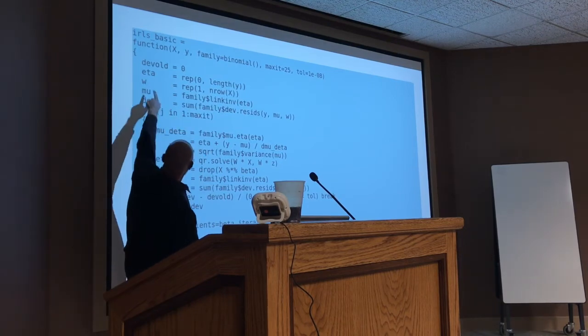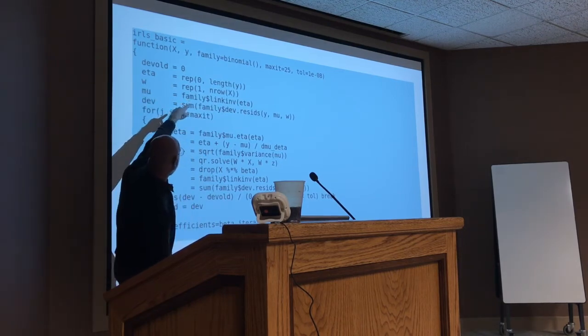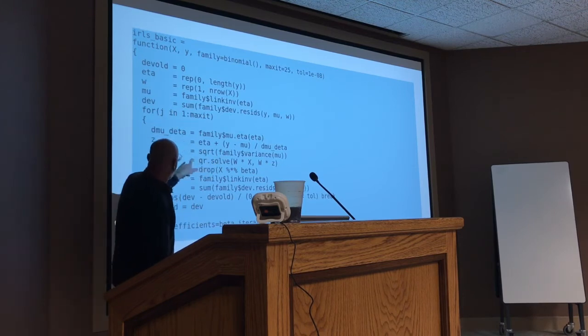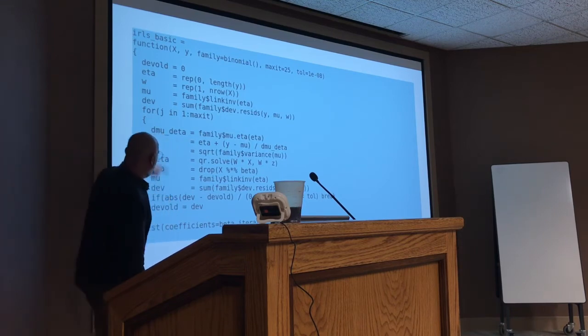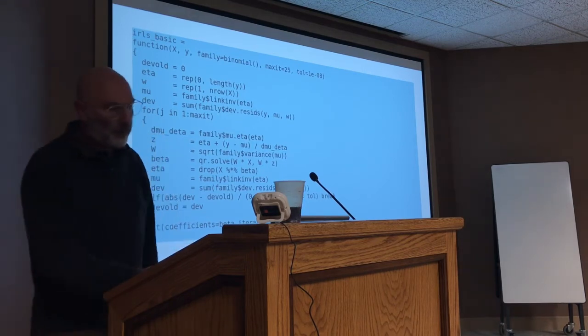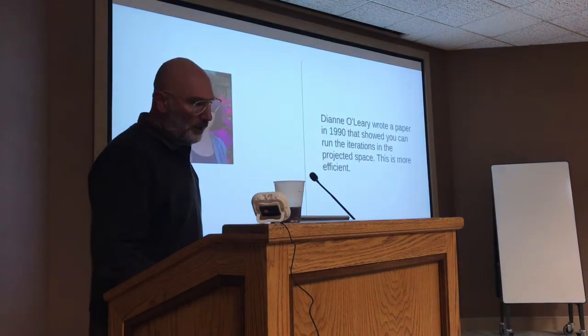Here we have a guess of eta, which I'm just initializing to be 0. Then we update it. We compute this weight matrix W. We solve a weighted least squares problem. And we update our solution, and we just go around. And so you can plug that in and use it.